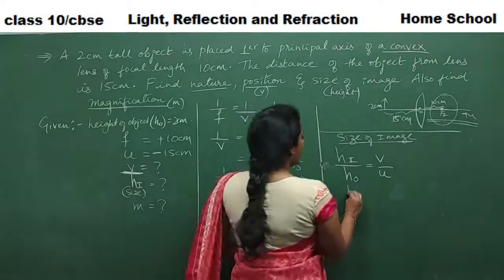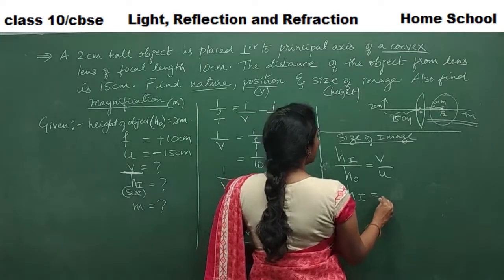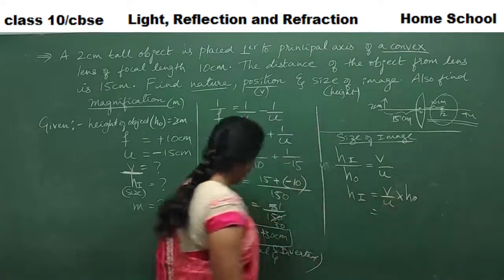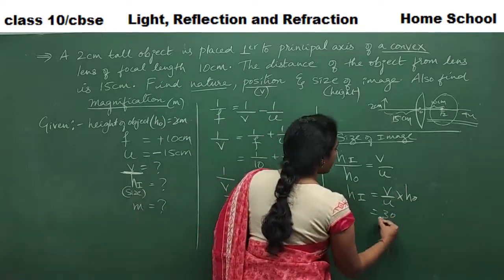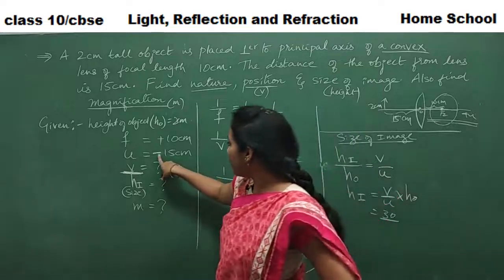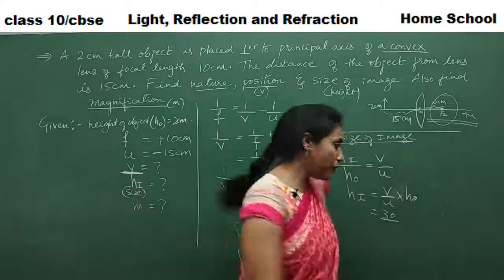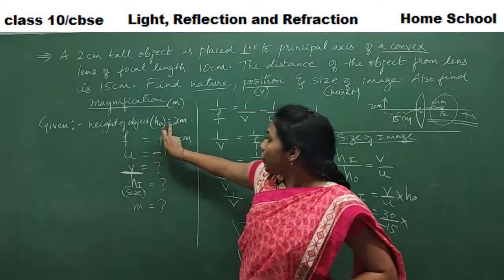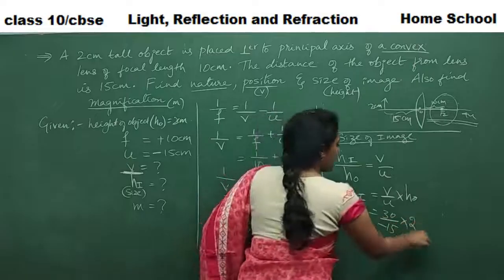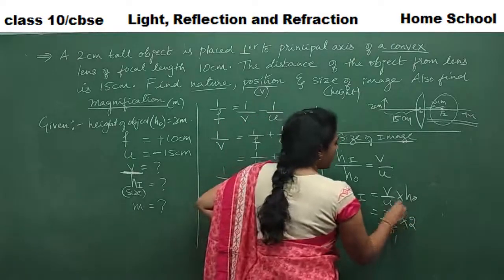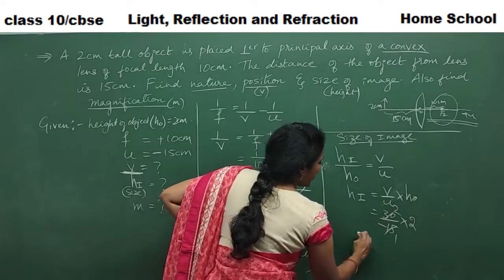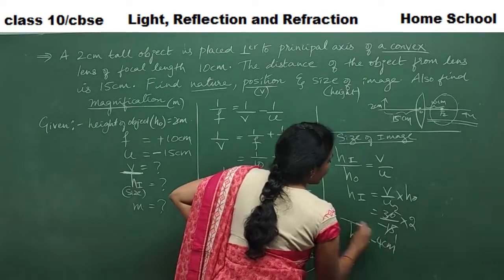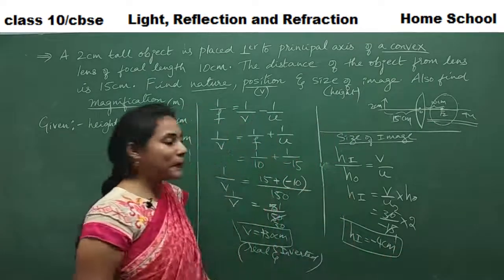Right? So height of the image is equal to V by U into height of the object. V is what? V is 30 centimeter. U is what? Remember, with the sign you have to write minus 15 centimeter, minus 15 into height of the object. Height of the object is how much? 2 centimeter. Right? So how much do you get? 2 into 2, 4. Minus sign, don't forget. Height of the image is minus 4 centimeter.